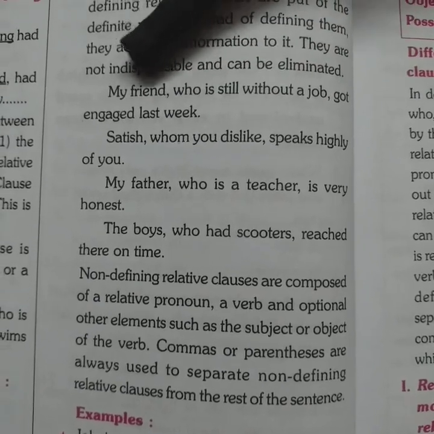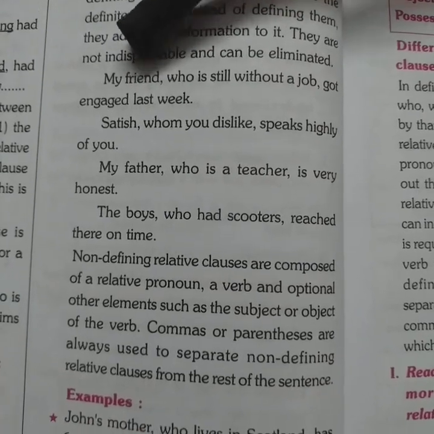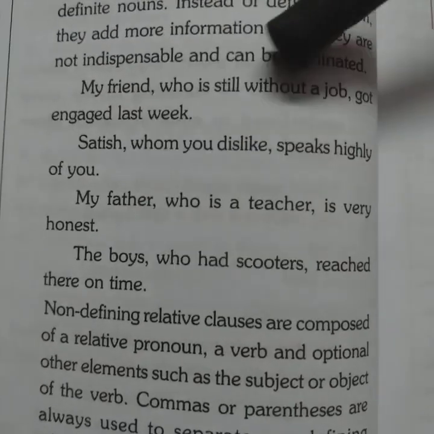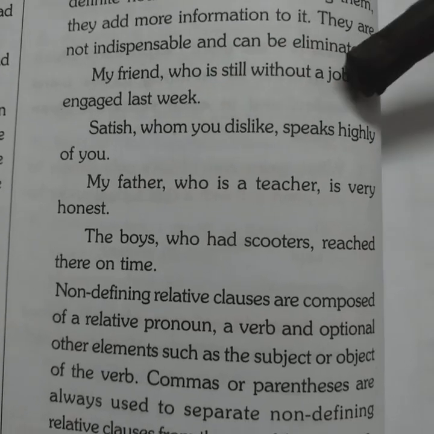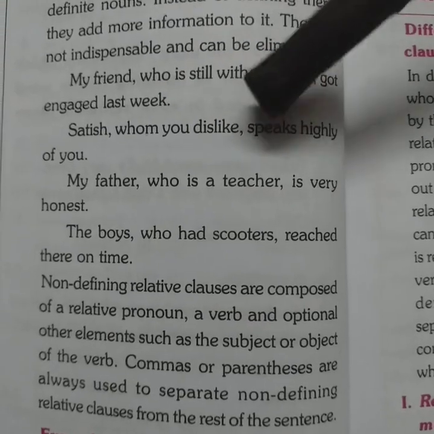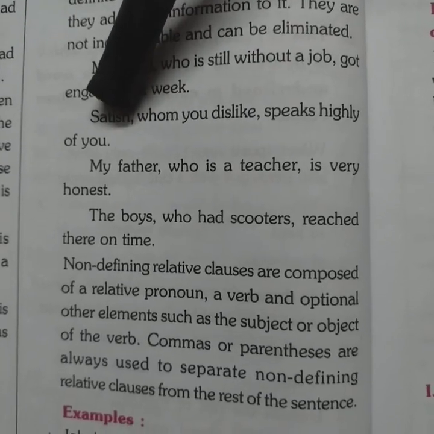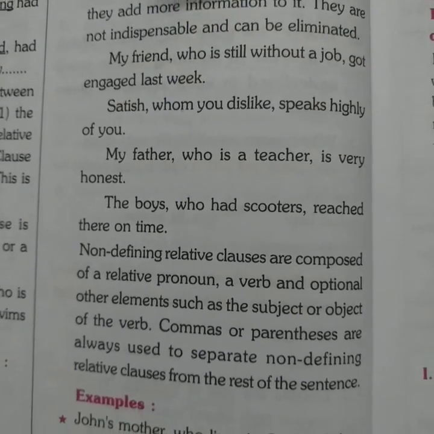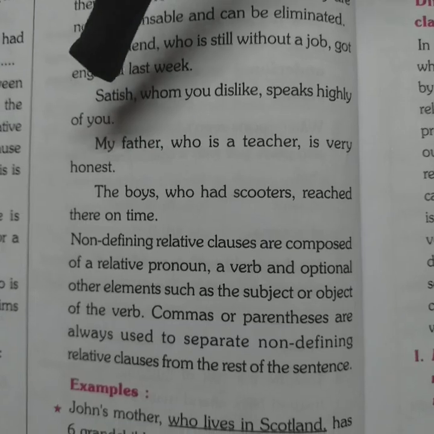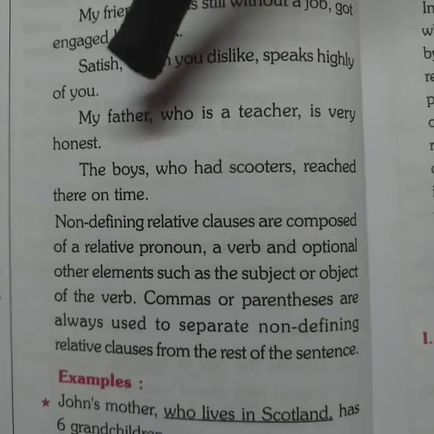So specifically you are telling about your friend. Of course you didn't name him. There are many friends of somebody, but it is your friend. So you already defined, that's why you are adding more information by dividing the whole sentence into clauses with commas. And the next one you see: Satish, whom you dislike, speaks highly of you. Clearly we said the name of the boy, Mr. Satish, and we are adding more information about him. And the next sentence: my father, who is a teacher, is very honest. So here also you are speaking about your father and giving information about him.